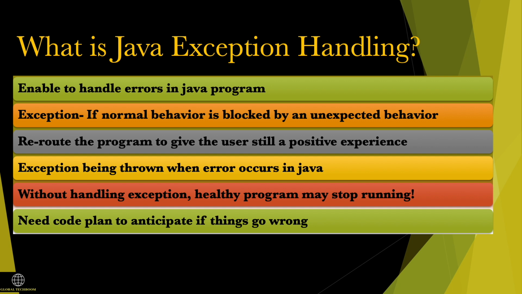When a Java program throws an error internally, an exception is actually being thrown. Exceptions can be defined as an unexpected behavior which occurs while performing a normal behavior. And exception handling enables the program to give a better user experience when errors occur in Java. If you are not handling exceptions in your code, a healthy looking program could stop running at any time. For handling this situation, you need a proper code plan to anticipate that things could go wrong.